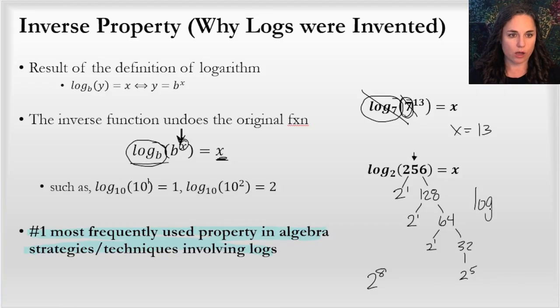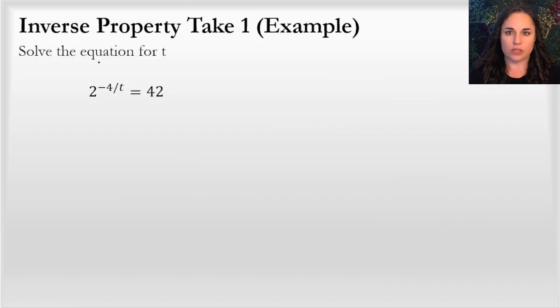So if I take the log base 2 of 2 to the 8th power, did you see how I changed that around? Now I have 2 as the base of my log and the base of my exponent. When I take log base 2 of 2 to the 8th, I'm just going to get that exponent back out, and that is 8. So that's a really, really nice property. Let's use it here on this example, the inverse property, and this is take 1. We're going to solve the same problem twice, but I like how this is solved with the inverse property.